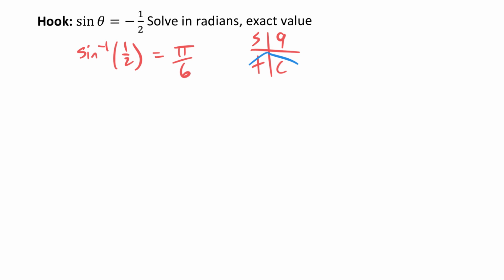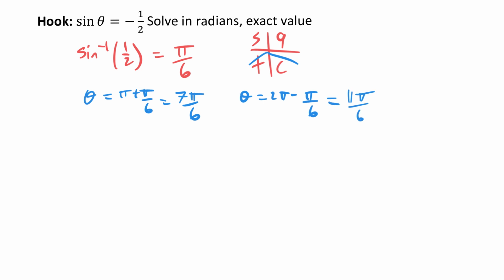That means our angles are going to be 180, which is pi, plus pi/6. So 7 pi/6. And then 2 pi minus pi/6. So that's going to be 11 pi/6. Now, you would be able to come up with this as well if you just use the unit circle, but it's nice to use your calculator just to combine the methods.